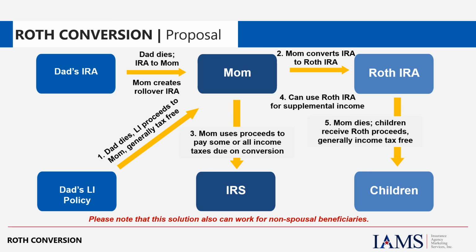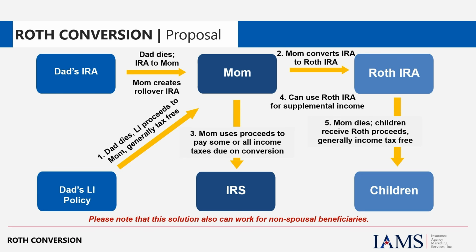Now, let's look at this thing in action. So for this scenario, we're going to assume that dad is the IRA holder. Of course, mom is the primary beneficiary of that IRA. And in their planning, dad and mom bought a life insurance policy on dad's life. Death benefit, again, is designed to offset the taxes for mom when she converts that IRA into a Roth.